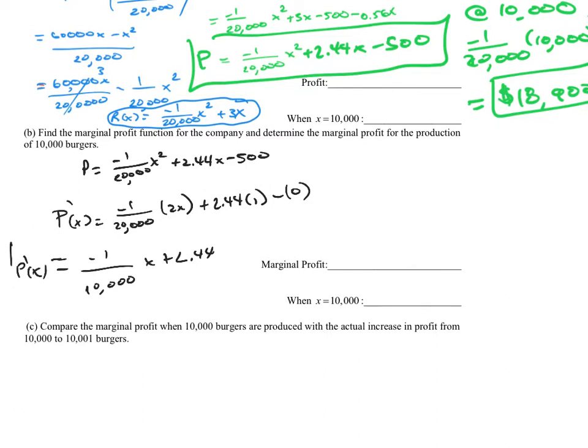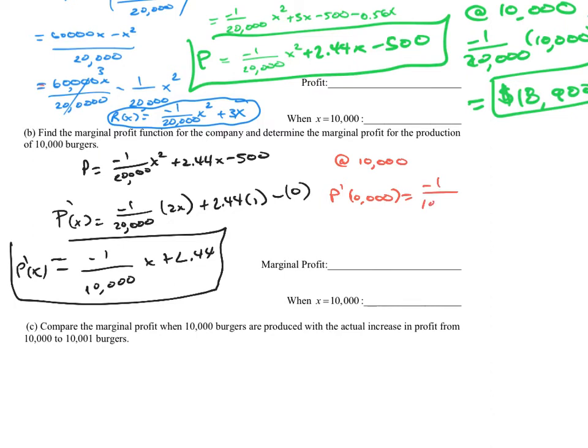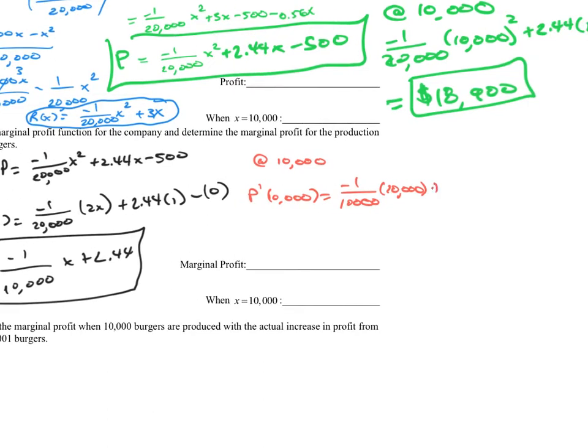Now what did it want? Well, it wanted the marginal profit for 10,000 units. So what do I do? Plug in 10,000. That would be P prime of 10,000, which is negative 1 over 10,000 times 10,000 plus 2.44. I know these are nasty numbers. Remember, real world is real ugly numbers. That's perfectly fine. And what are you ending up with? I'm getting the number 1.44.